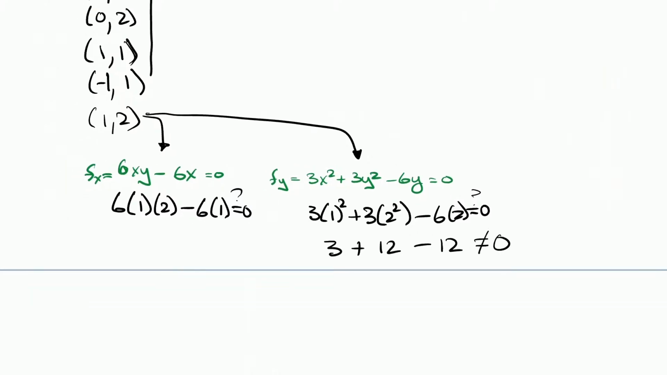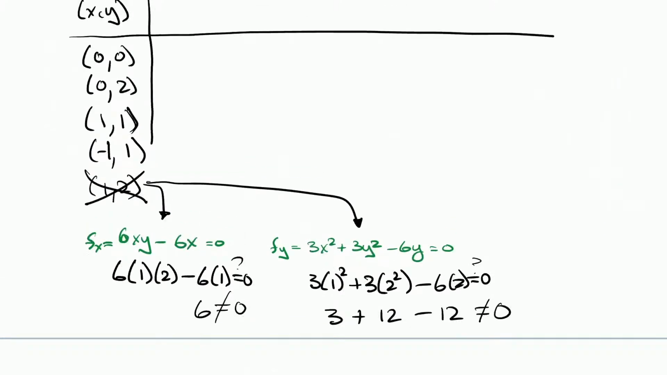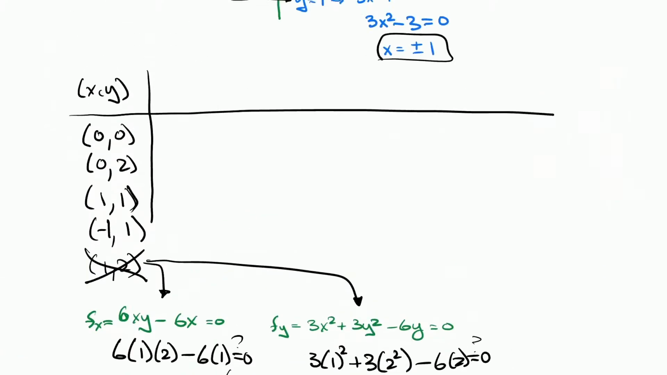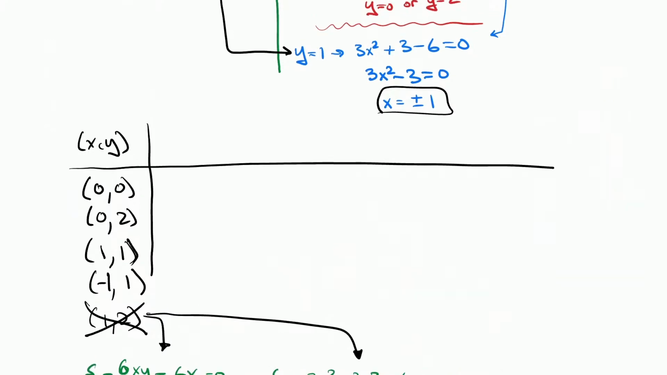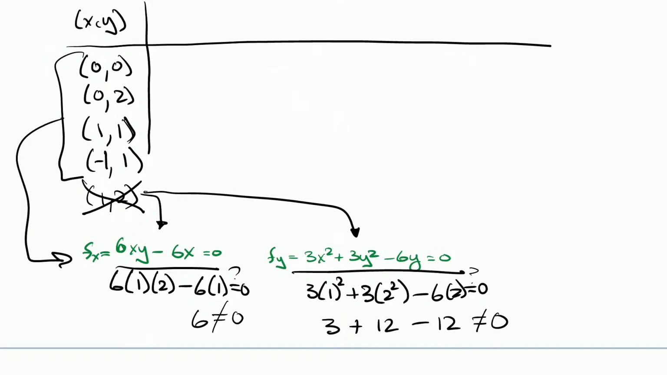Oh, and same thing over here. This is 6. 6 is not the same as 0. So no, 1, 2 does not belong on the list. But if you ever want to check, if you're worried that you have something on your list that doesn't belong there, or that you've got something else, you can always take these. If you do this with any one of these, you'll find that both of these equations are true.